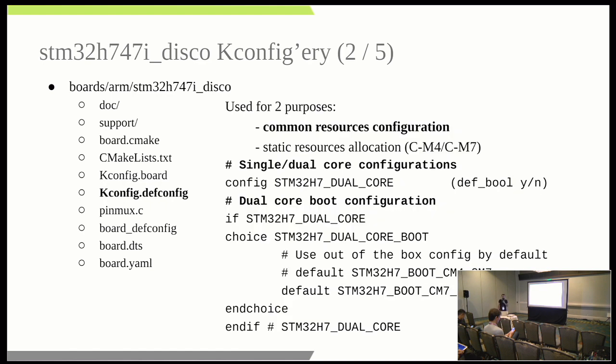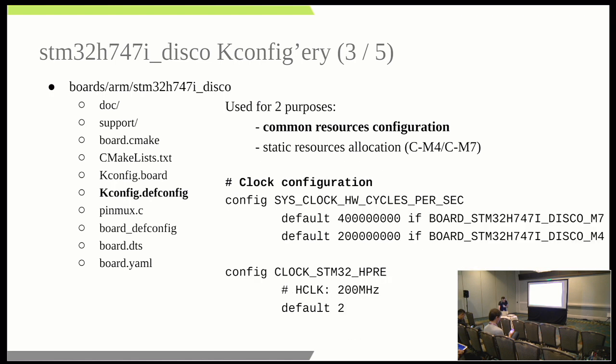Then the conditional Kconfig file will be used for two purposes. First, the common resources configuration, like the boot configuration. It will also define the clock configuration, because this has to be synchronous between the two cores or the two applications.